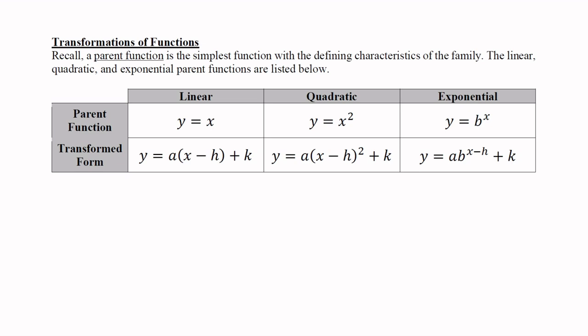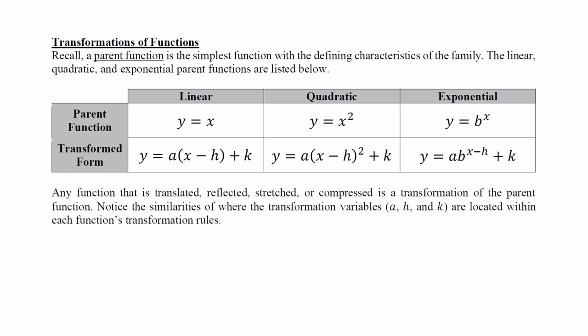And there's our transform forms. We have a, h, and k in all three of those, and they're all in the relative same location. Any function that is translated, reflected, stretched, or compressed is a transformation of the parent function. Notice the similarities of where the transformation variables are located within each function's transformation rules. The a is always out in front, the h is always followed by the x, and the k is always sticking out on the end. So if you know how to transform one function type, you know how to transform any function type, or at least you can identify them.